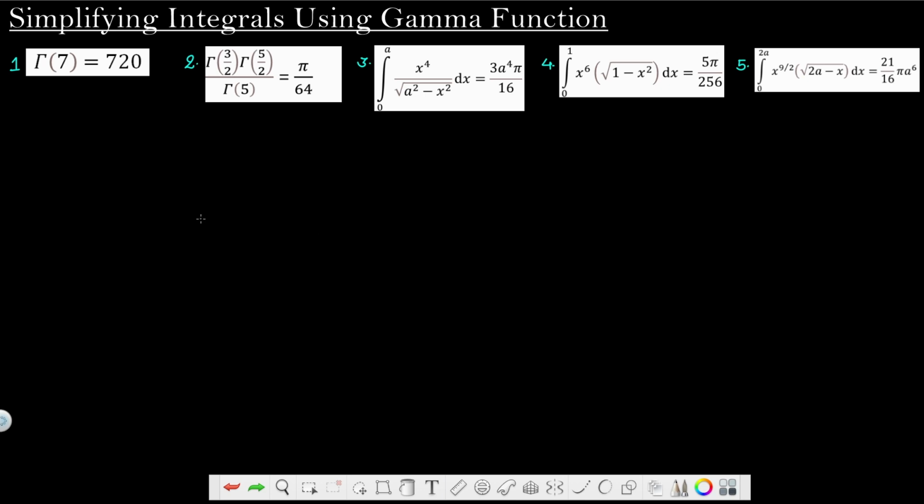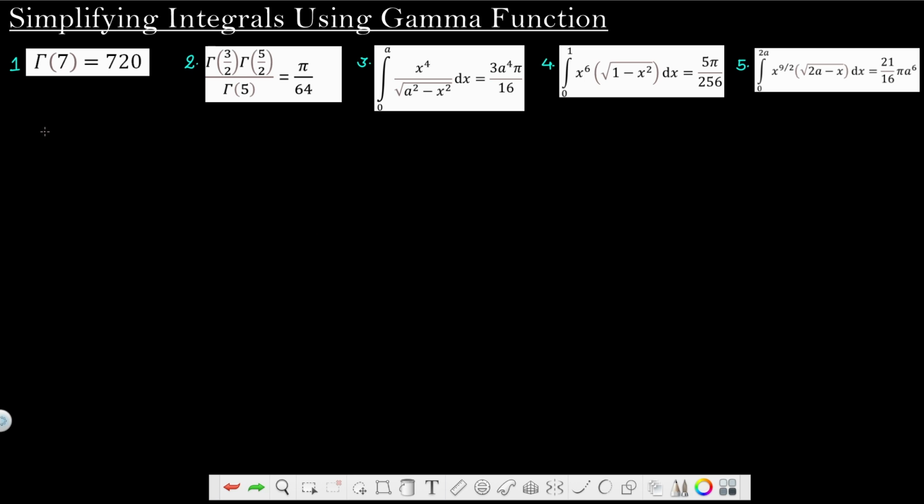Hello everyone. In this video we will see how we can use the gamma function to evaluate the integrals. But before doing that, let's learn how we can prove that gamma 7 equals 720 and this expression here equals pi over 64. So let's do this first.